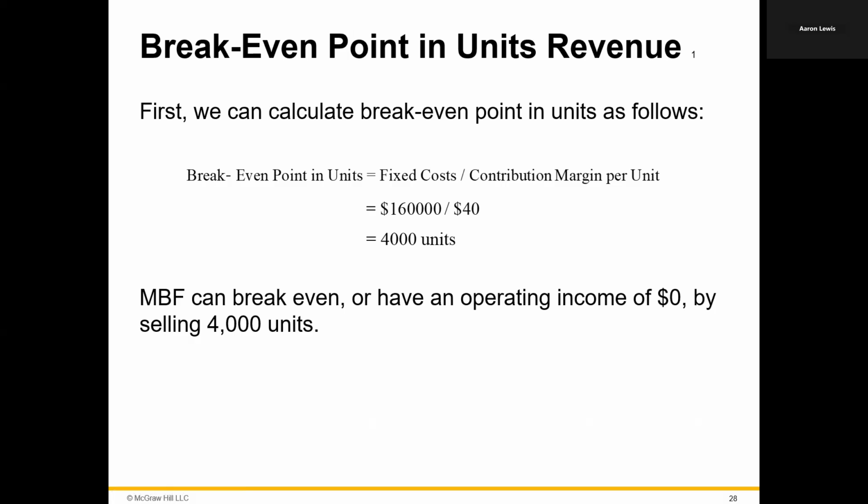Just take your fixed costs and divide it by your unit's contribution margin. $160,000 needed, making $40 off of each unit. 160,000 divided by 40 is 4,000 units.